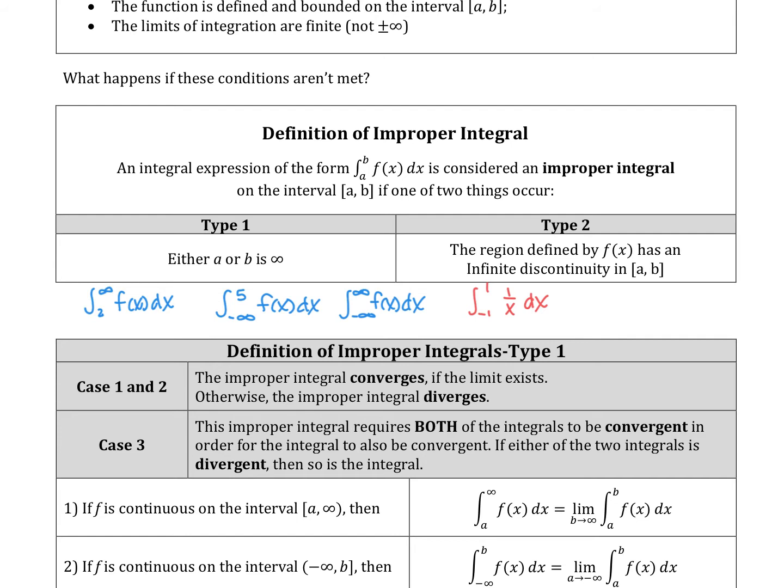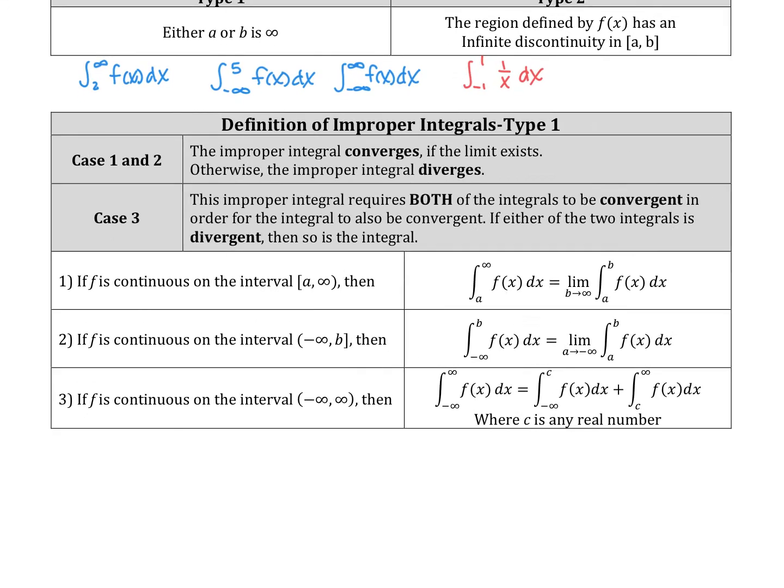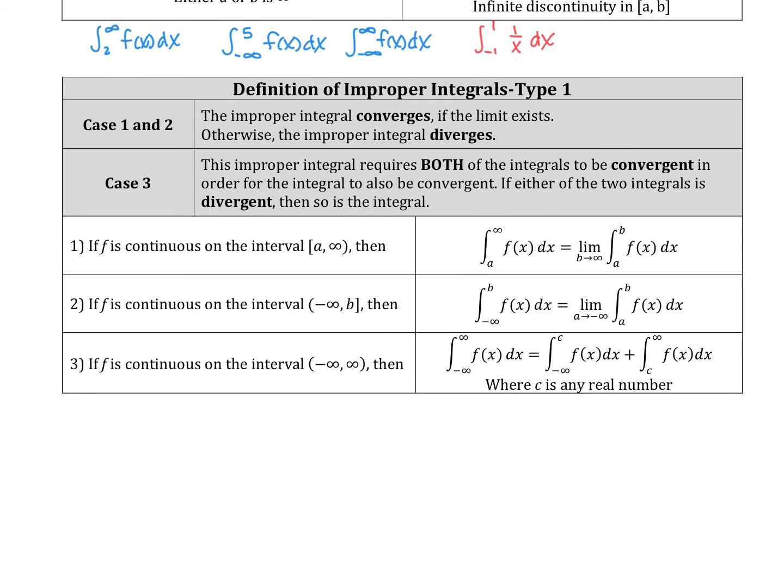Now, we're going to start with the idea of type 1, where one or the other or both of the bounds are infinity. So we're going to focus on that for a little bit first. Okay, so we're going to introduce some new vocab as well. There are actually 3 things that can happen, and don't stress about these different cases. You'll see what happens here, so don't worry about that. But let's introduce some vocab.